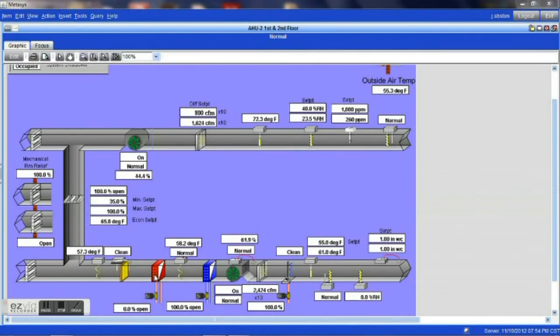Again, this type of system is supplied either by a boiler or steam for hot water. And we have our large chiller system that supplies our cold water for the chilled water coil. This particular air handler here features a type of system that is static pressure control.